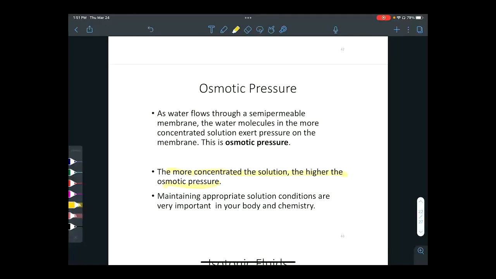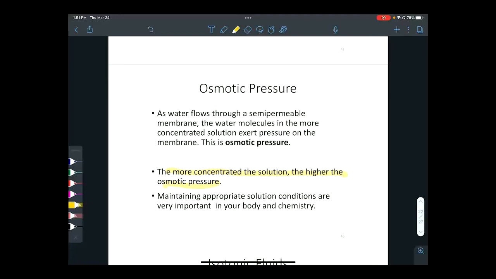A lot of the systems in our bodies depend on our different systems exerting similar osmotic pressures, so we don't have a mass movement of water going from one place to another, because that can cause a lot of different health problems, bloating, what have you. We want to make sure osmotic pressures of the solutions in our body remain somewhat the same.